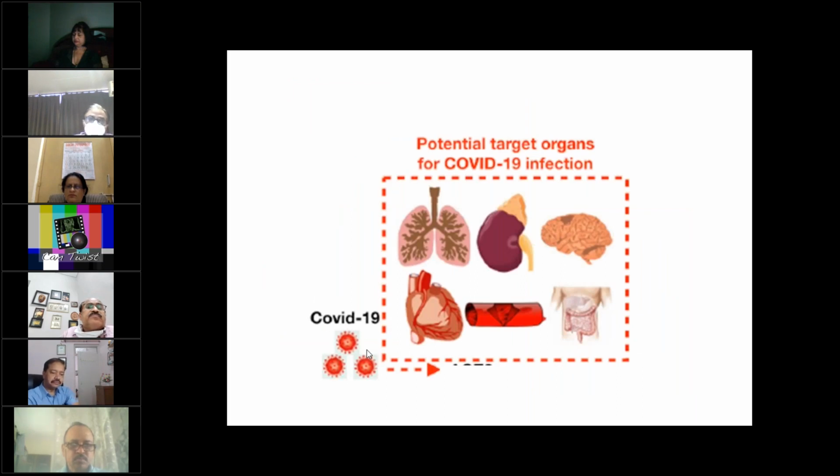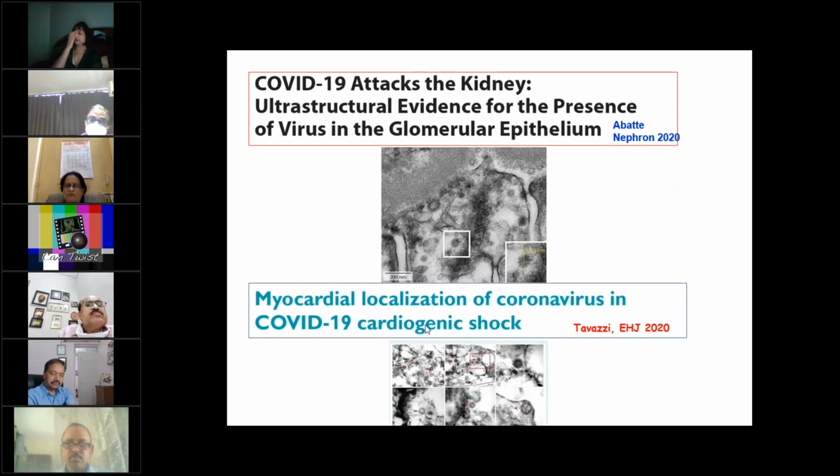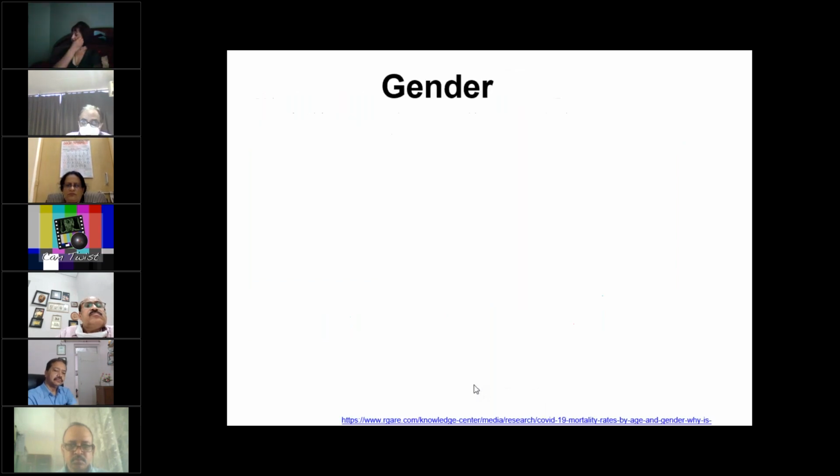And this ACE receptor is expressed across all these organs, so that is why all these organs are affected. And recent data shows us that this virus is nephrotropic. It infiltrates into the renal cells, and is cardiotropic as well, leading to myocarditis.